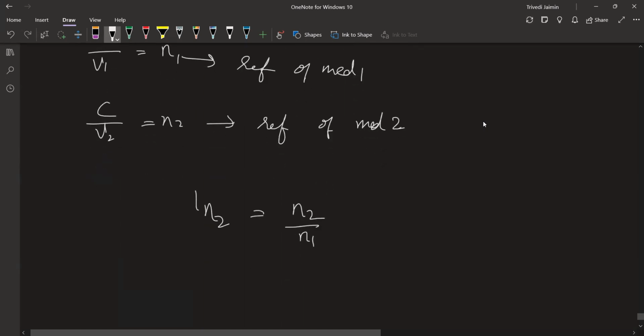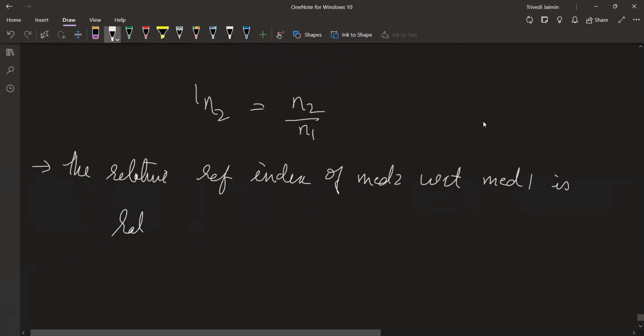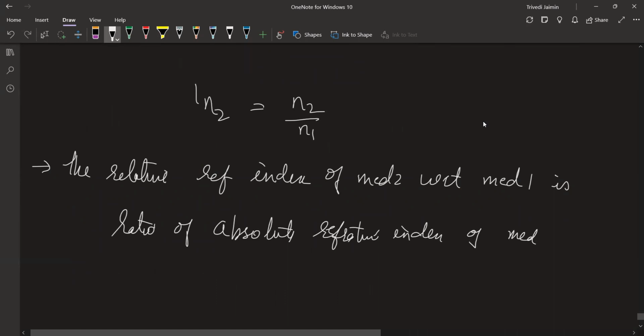So what it says, the relative refractive index of medium 2 with respect to medium 1 is the ratio of absolute refractive index of medium 2 to absolute refractive index of medium 1.